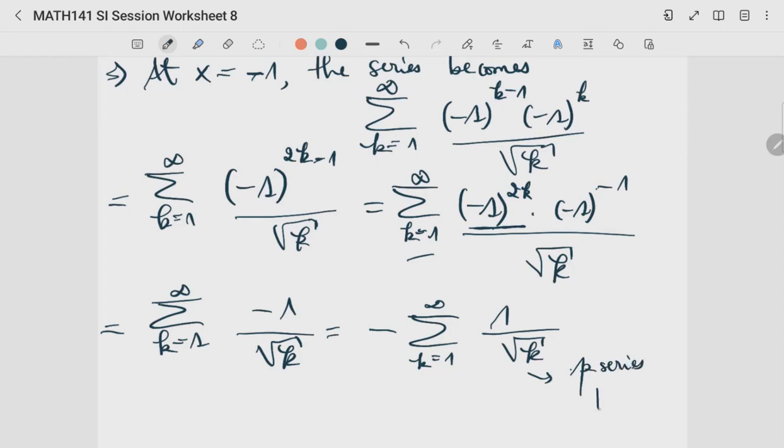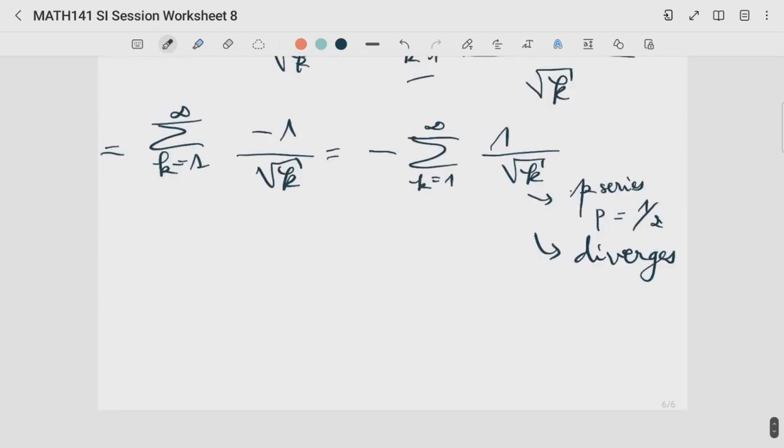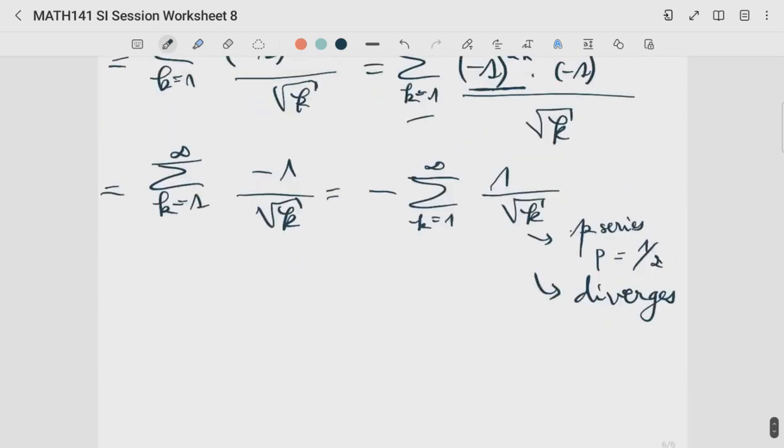But it's a p-series with p equal to 1 over 2, which, if you look at the rules, means that this series diverges when p is less than or equal to 1. That's the rule for these p-series. And what that means is that at x is equal to -1, our series diverges. So we can't include it in the interval of convergence.